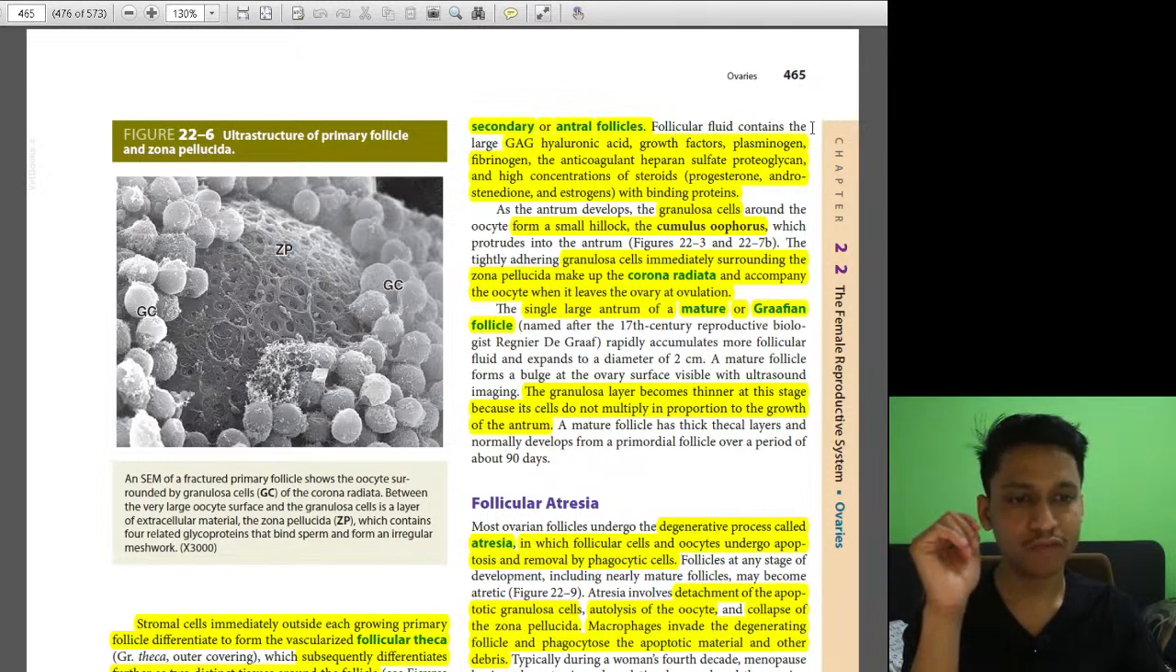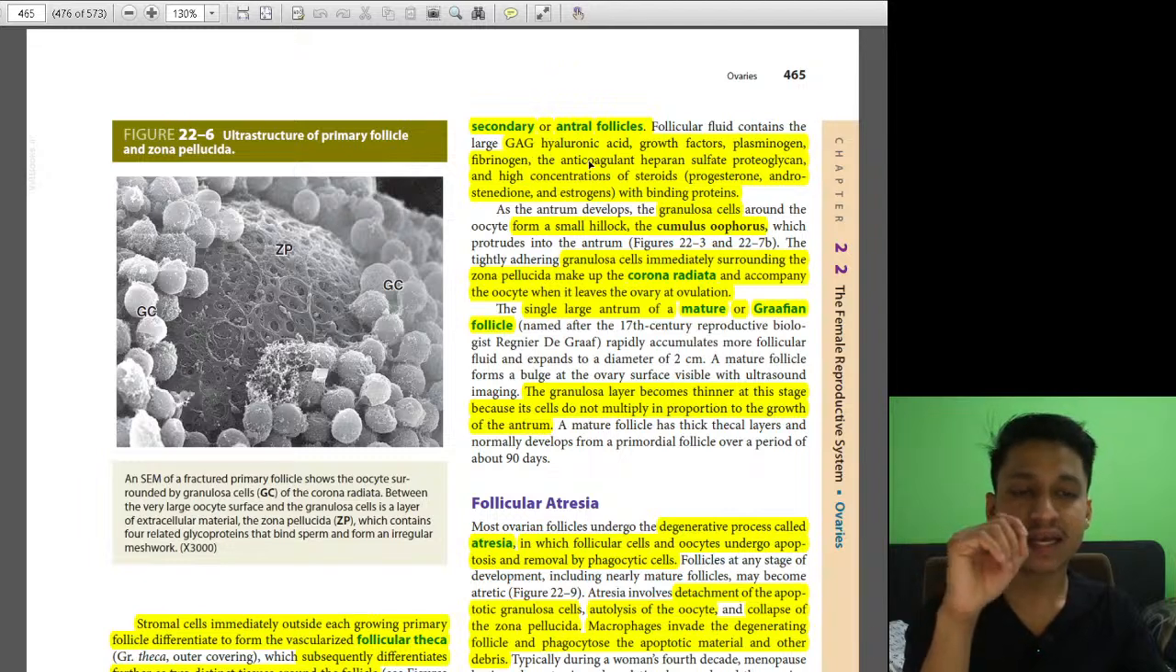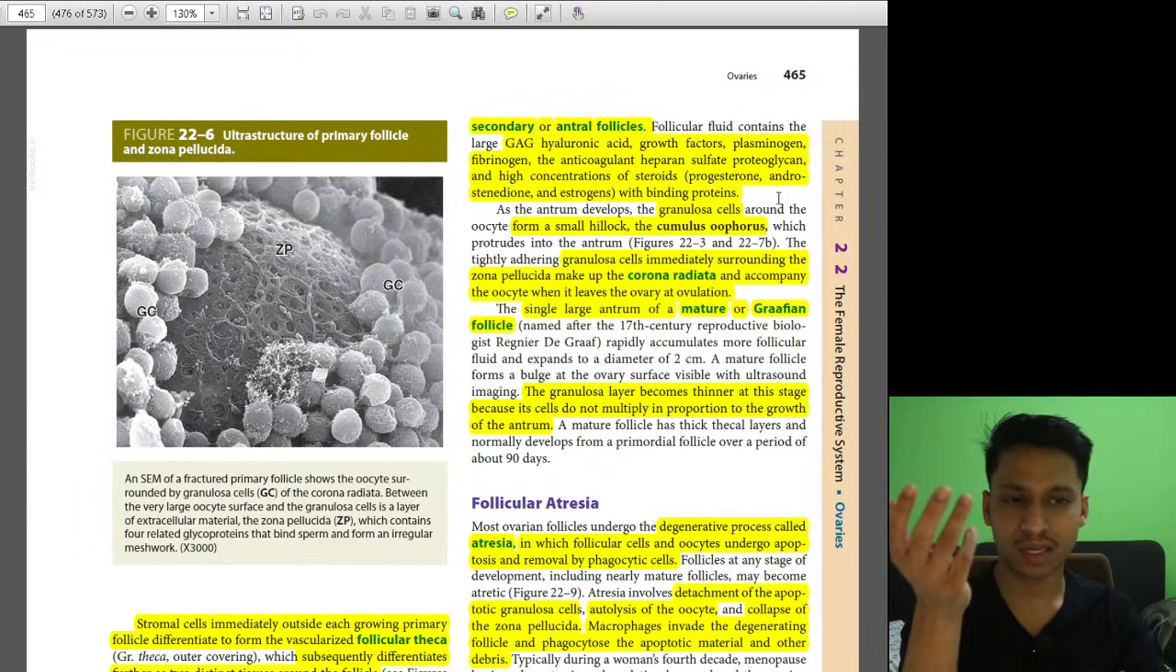Now, follicular fluid contains the large GAG hyaluronic acid, growth factors, plasminogen, fibrinogen, the anticoagulant heparin sulfate proteoglycan, and a high concentration of steroids with binding protein. So this is very important. These factors, and what does the antrum contain?